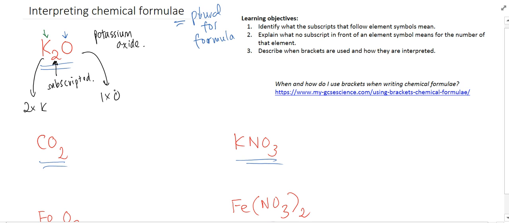Simple as that. You might ask, why doesn't the oxygen have a 1 after it to tell you that there's 1 oxygen? Well, the rule is that if there is only one atom of an element, in this case oxygen, we don't need to write anything. We just take it for granted that there's only 1 oxygen atom.